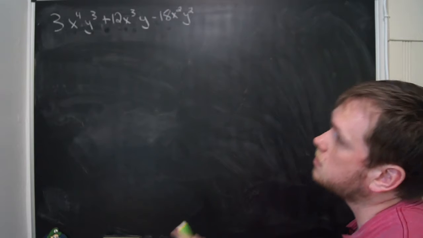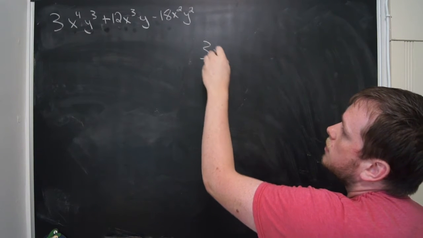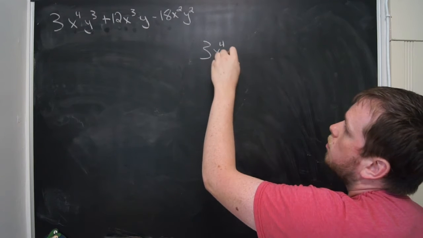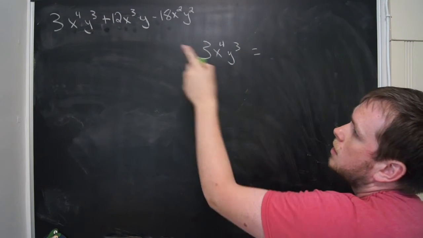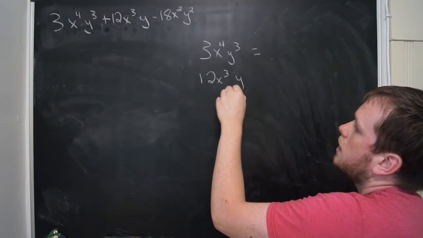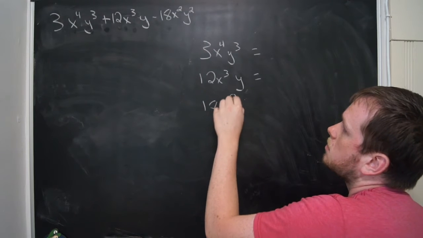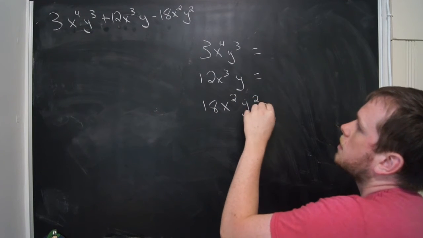So the first thing I'm going to do is write out each one of my 3 terms off to the side here. So my first term is 3x to the fourth y to the third. Second term is 12x cubed y, and my last term is 18x squared y squared.